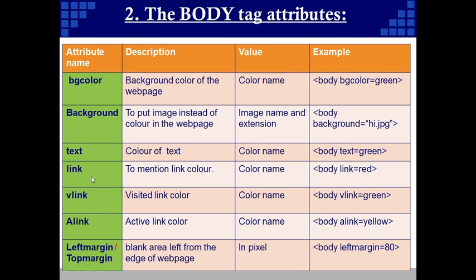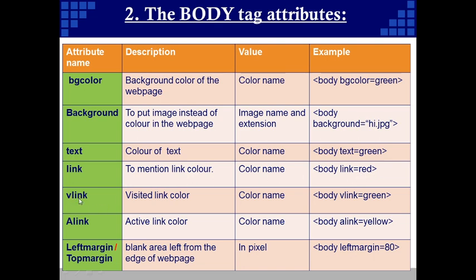And the next one is link. It is used to mention your link color. When we make a link on your web page, the color will appear blue by default in many web browsers. If you want to change the link color, then you have to write body link equal to, and write the name of the color.